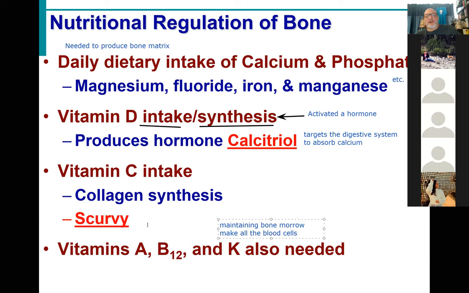Scurvy is the disease where there's a lack of vitamin C. So again, you have to remember that the seamen were basically on their boats for long periods of time. Sailors, there you go. Sailors was the term I was looking for. Sailors were on the boats for a long period of time, and their diet was very restricted. And so as they were not getting vitamin C in their diet, their bones would break easily, their skin would tear, their gums would bleed, their teeth would fall out. That condition, that disorder, is known as scurvy.